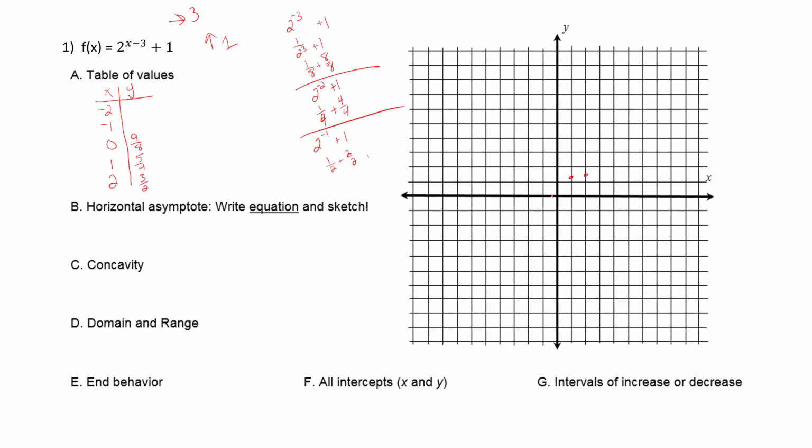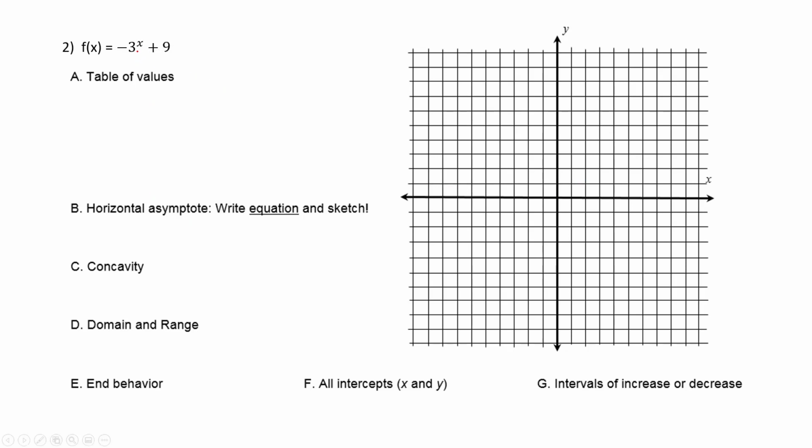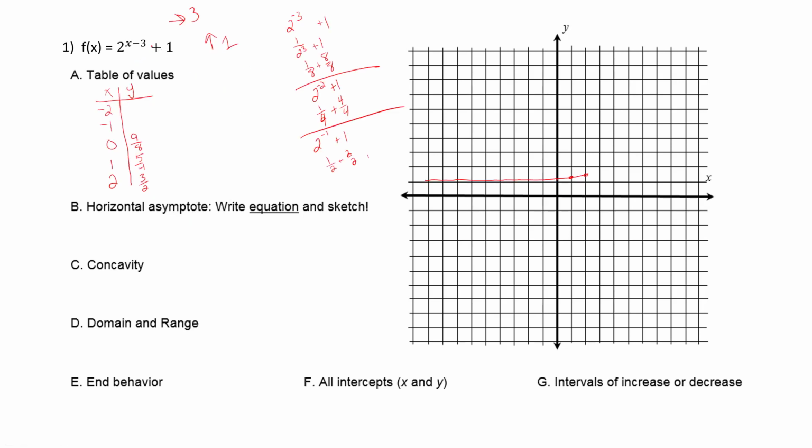We go over nothing, we go up 1.125. We should realize, hey, we are approaching this line really fast, and it's not going to go above that line. Why is it not going above that line? Because we're adding 1 to everything. That adding 1 is the value of our horizontal asymptote. Y equals 1.